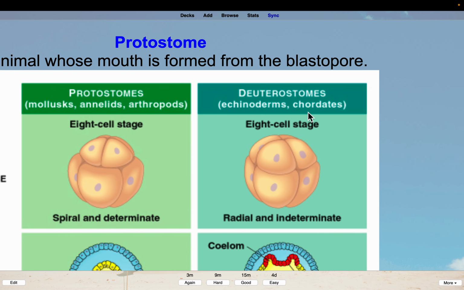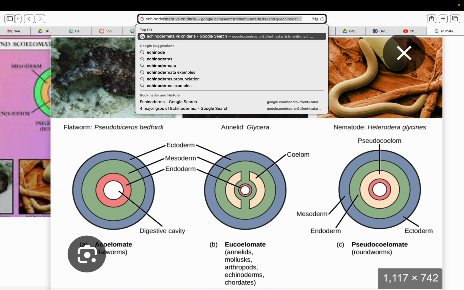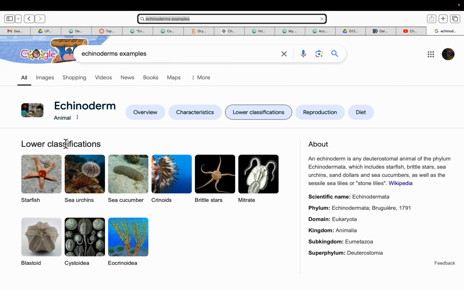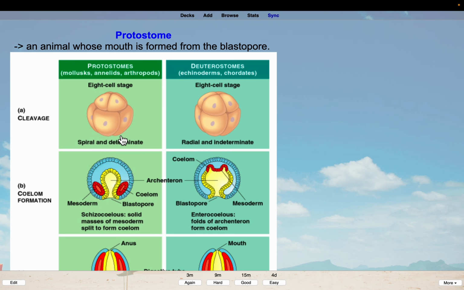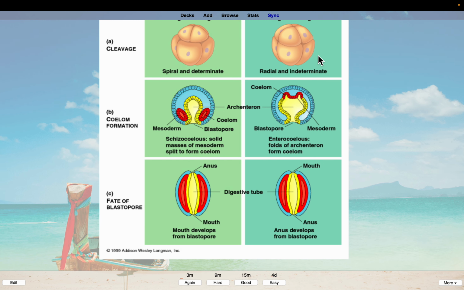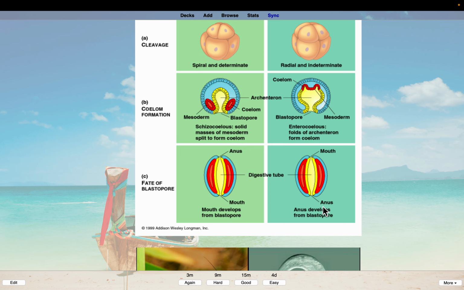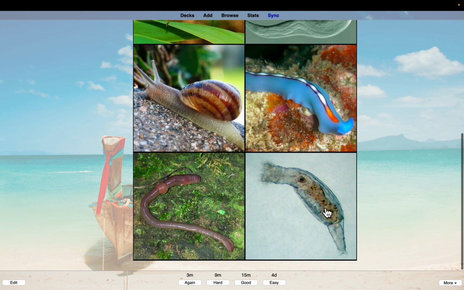So chordates, that includes us, as well as echinoderms, I believe starfish. Yeah, starfish and sea urchins. They exhibit being deuterostomes. So just think of it this way: for humans, of course, the mouth is above, the anus is below. It resembles real life humans. So I guess that's one way to memorize. Okay.